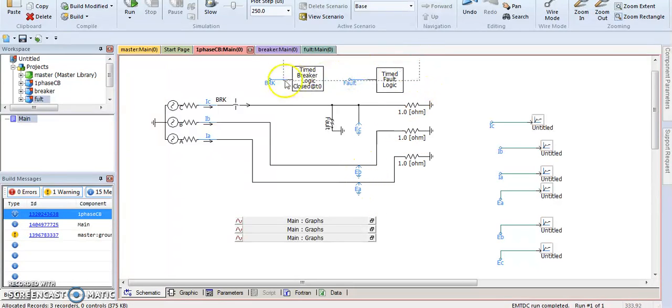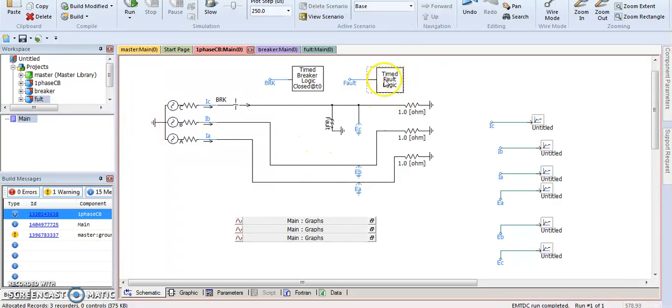Now we need to talk about these two blocks, which are the controllers that control our fault and also control the circuit breaker. If you come here to the time fault logic, what does the time fault logic mean? This gives you the option to set the time for the fault which will happen in your circuit.